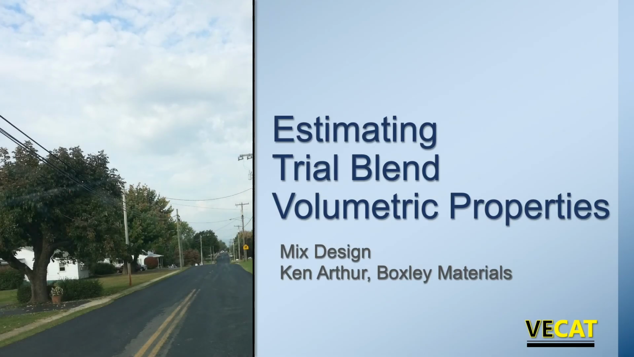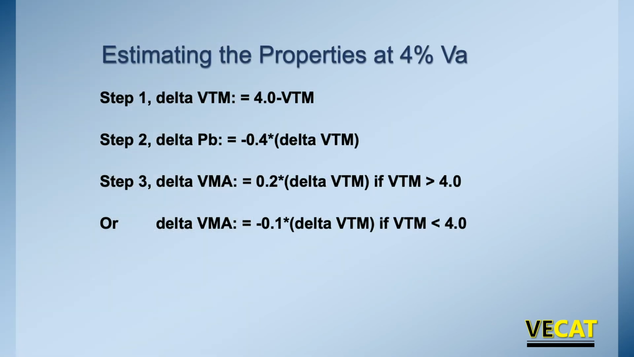So once we've determined all of our volumetric properties for each of our trial blends, we've got to estimate those properties to 4% air voids by manipulating the liquid asphalt content. The way we're going to do this is by utilizing deltas.